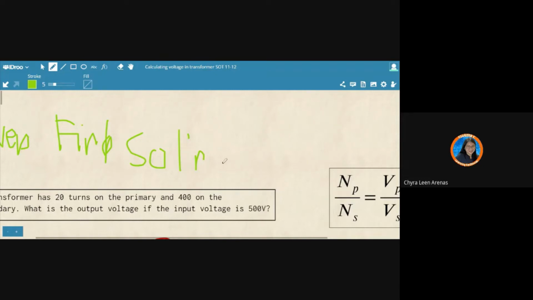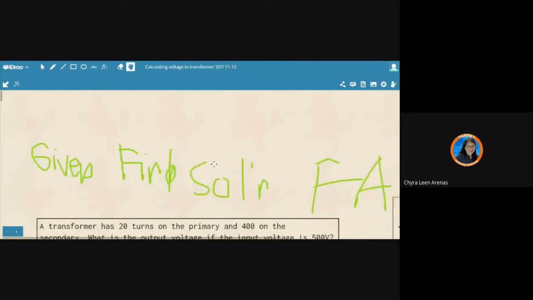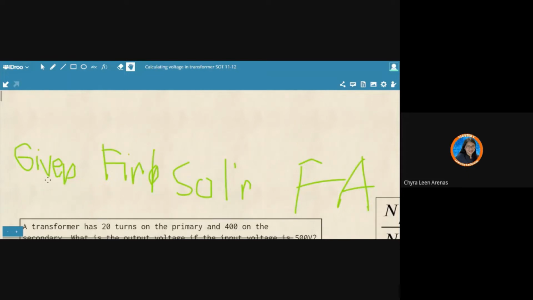And last but not the least is the final answer. Okay, so we have to get the final answer. There are four things you have to remember in answering the problem: given, find, solution, and final answer.